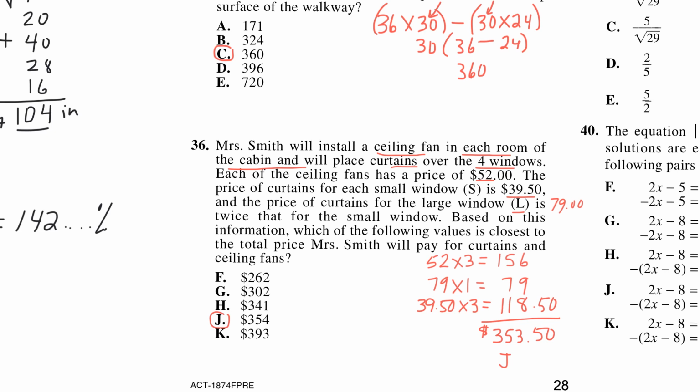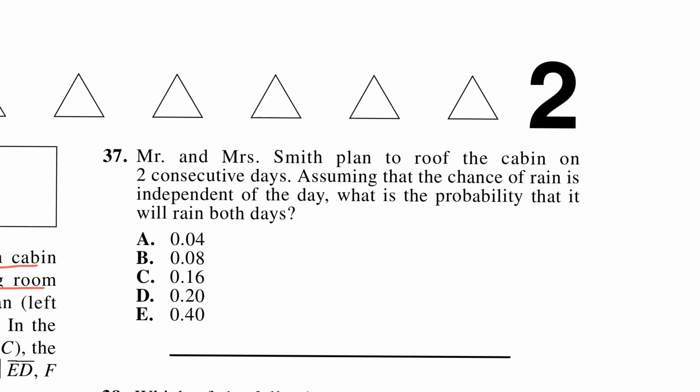$354 is how much Mrs. Smith is going to pay for 3 ceiling fans and 4 windows. Okay, number 37, we're still visiting with Mr. and Mrs. Smith, who are planning to roof the cabin on 2 consecutive days.